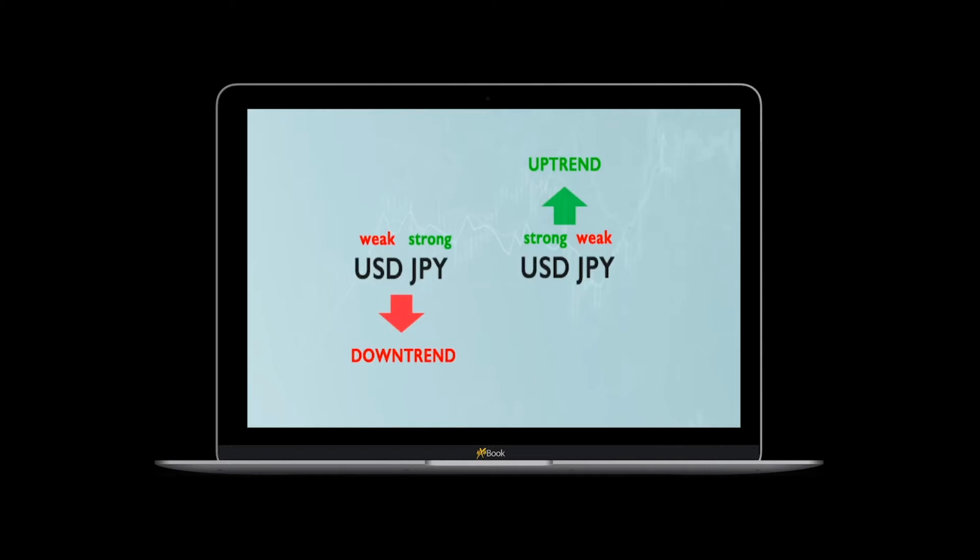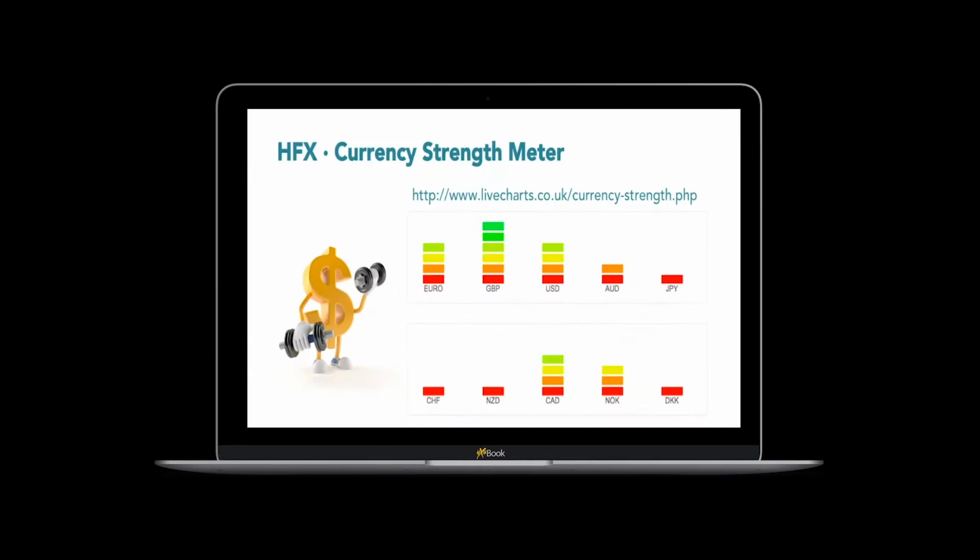When the first currency in the pair is weaker than the second, we are likely going to see a downtrend. The higher the contrasting strength between the 2, the stronger the trend. In the example on the right side of the screen, the US dollar is rated as strong and the Japanese yen is rated as weak. In this case, we would likely see an uptrend.